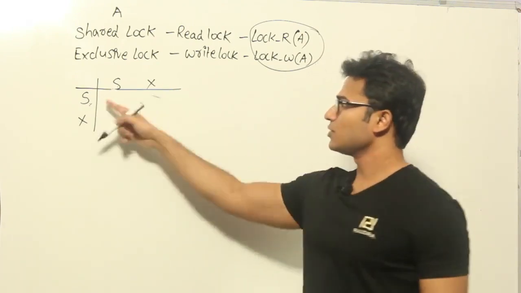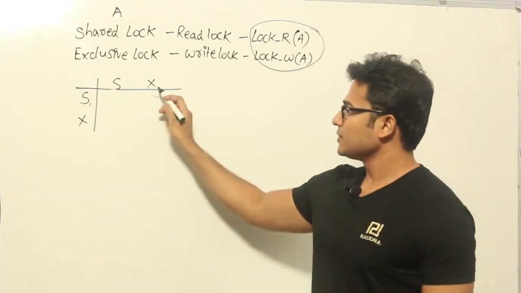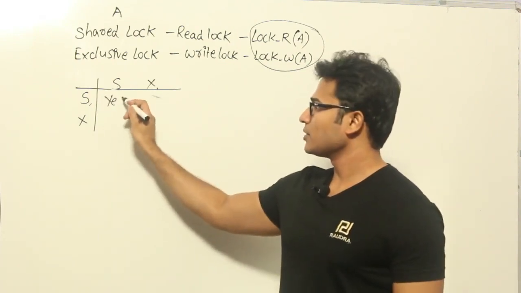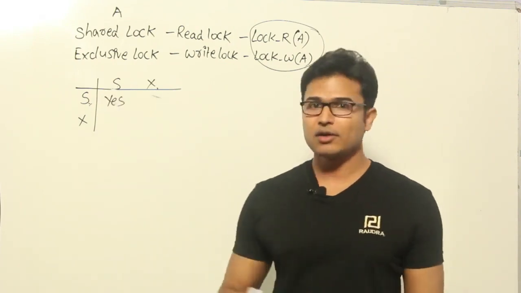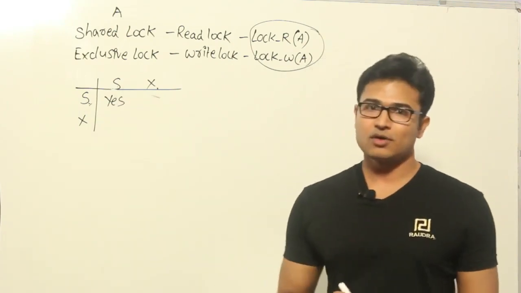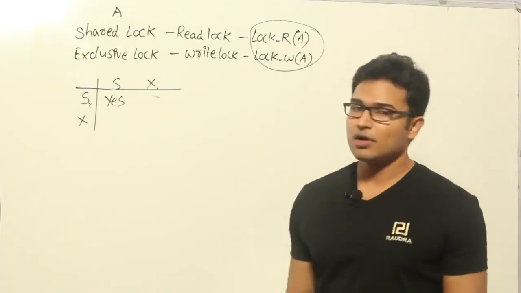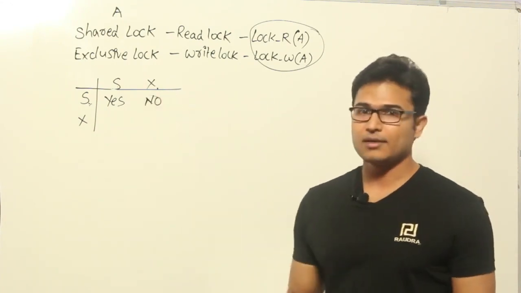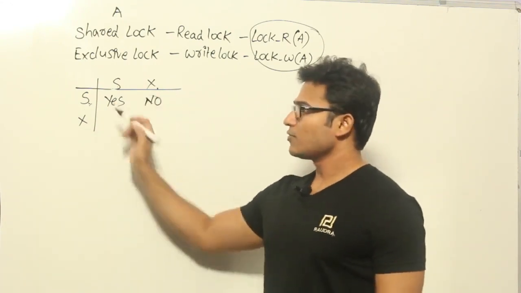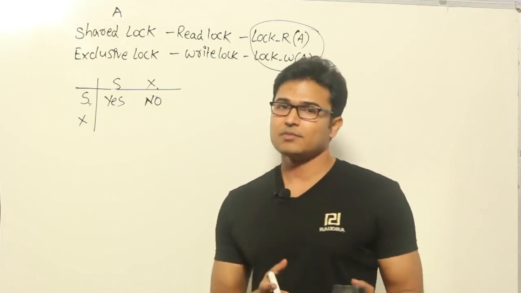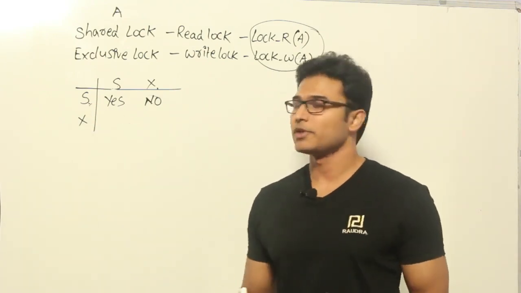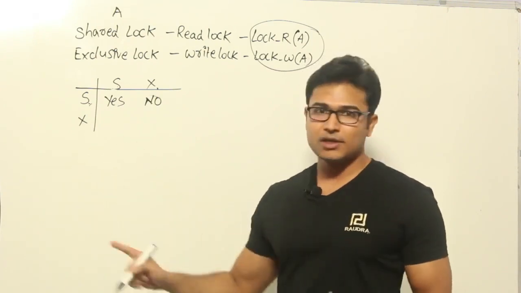X means exclusive locking, S means shared locking, right? So these two are compatible, which means if you already have a shared lock, yes, you can ask for one more shared lock on that. If you already have a shared lock, you cannot ask for an exclusive lock. These are the general rules, right? Which means any number of transactions can read the same data, but while someone is reading, no one should update it. That is the meaning of it. And while someone is updating it, no one should read it.